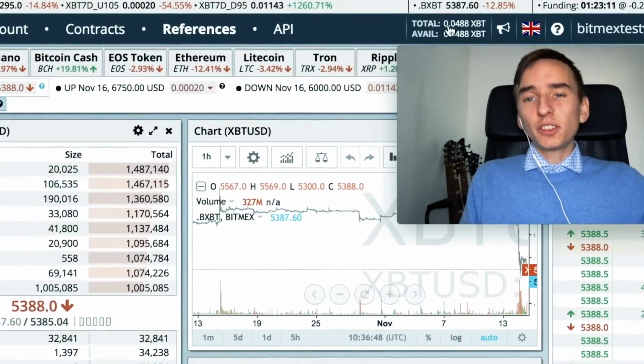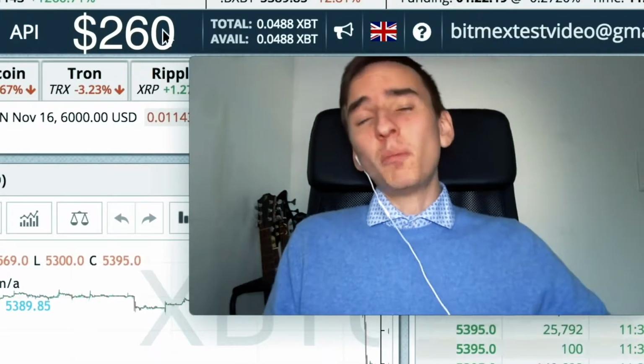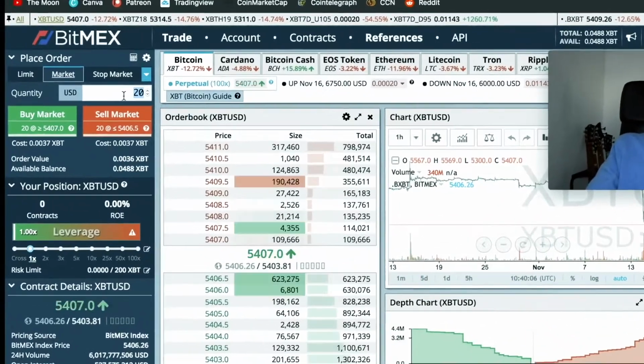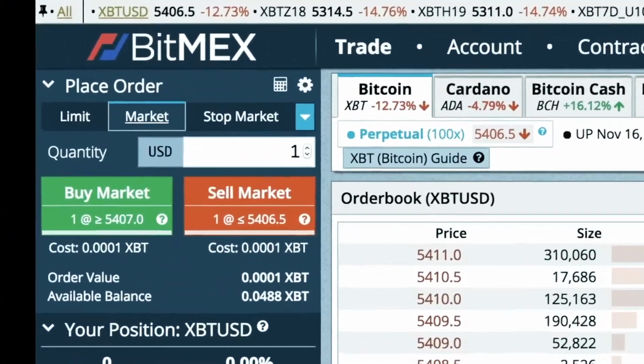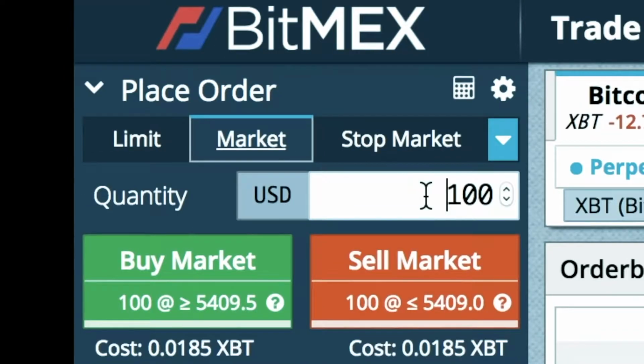So now the deposit has arrived, 0.05 Bitcoin approximately, which is worth about $260. And like I said, all of these positions are going to be in terms of contracts and not in terms of Bitcoin. So that means this position is 100 contracts, or equivalent of 100 US dollars. And remember, I have Bitcoin worth $260, but this is without leverage.